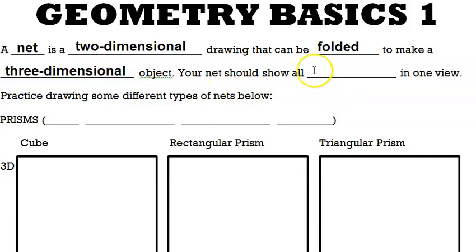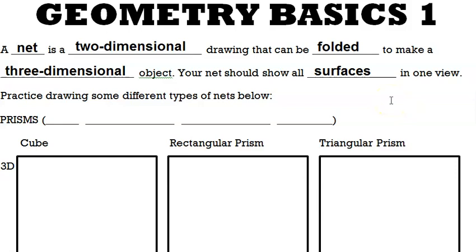Now, when you are making a net, it should show all of the different surfaces, so all the different faces of the figure in one view. So that means there shouldn't be any hidden faces. Everything should be flattened out to the point where you can see it in a two-dimensional drawing.